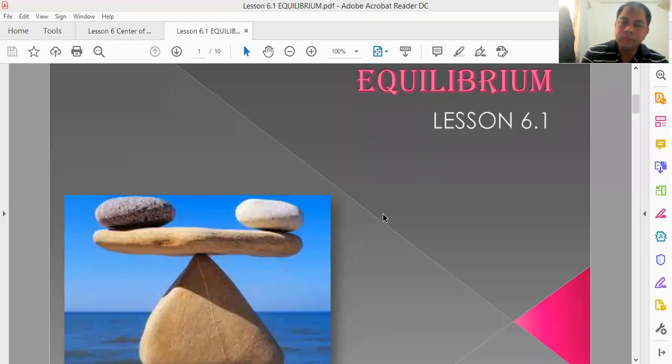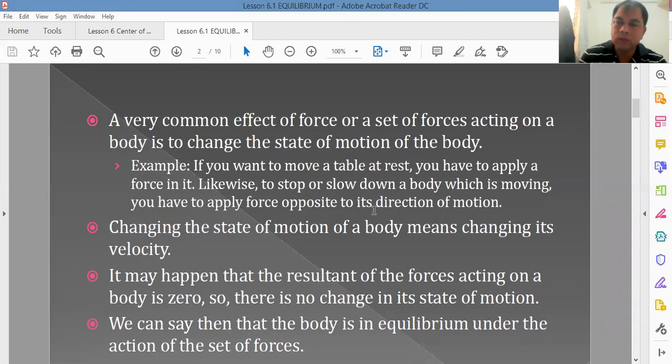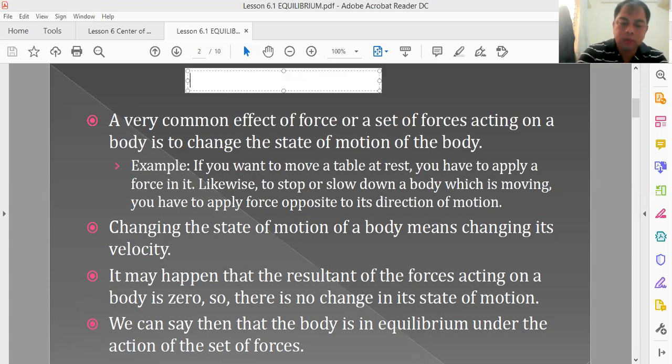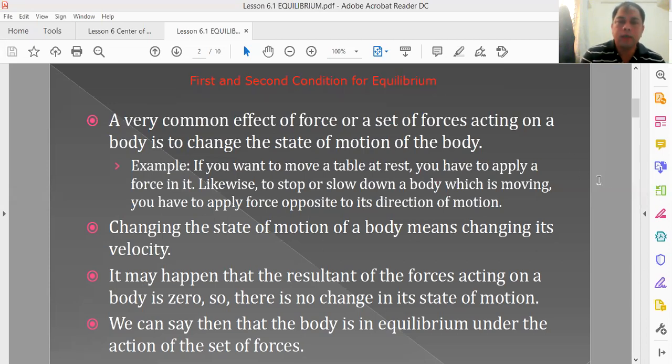Now there are two conditions for equilibrium to occur. We can literally divide the conditions for equilibrium as the first condition and the second condition of equilibrium. Equilibrium will not occur until these two conditions are satisfied.